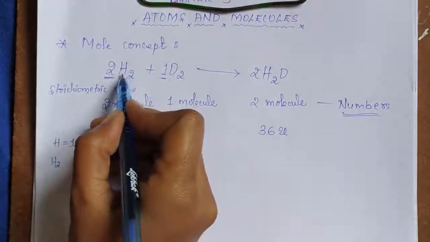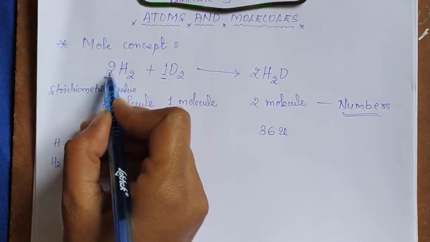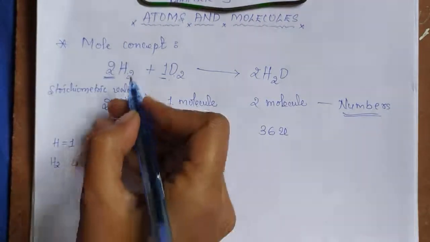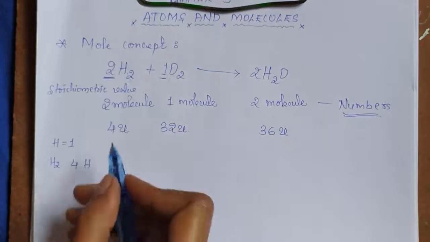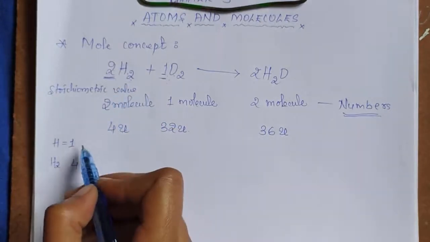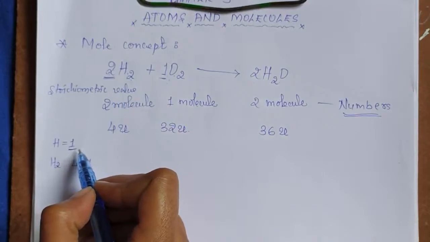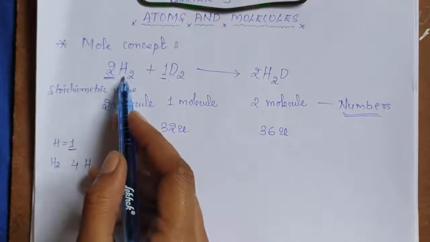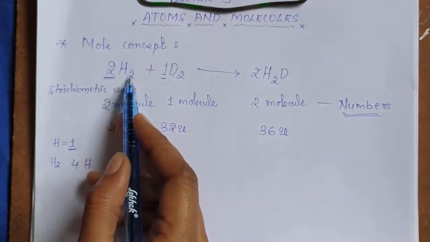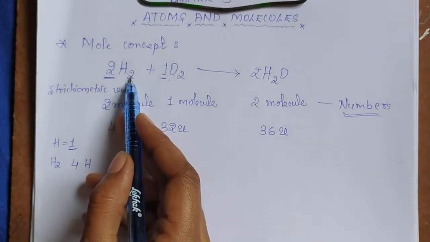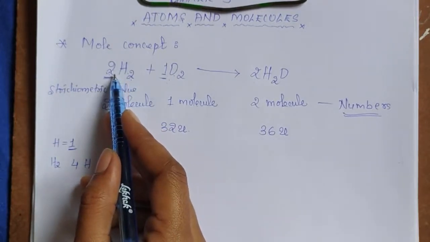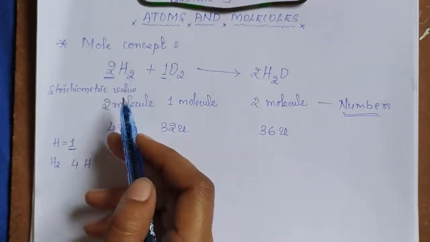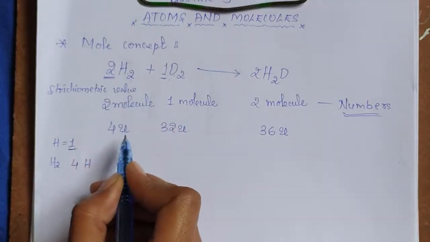But before this hydrogen molecule, the stoichiometric value is 2. Therefore 2 into 2, how many? 4 hydrogen atoms are there here. So this 4 hydrogen atoms into 1, where 1 is the atomic mass of hydrogen. So we are calculating the mass of the reacting hydrogen. Here the number of hydrogen molecules is 2, so we have to multiply that number with the atomic mass of hydrogen atom. So we get 4 atomic mass units.